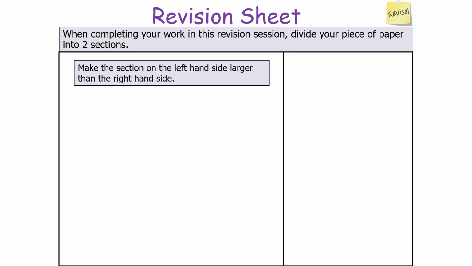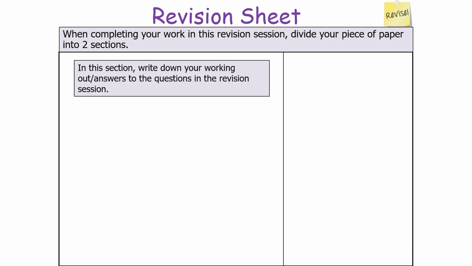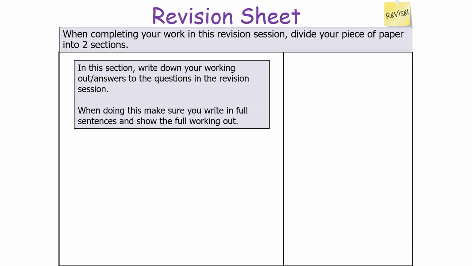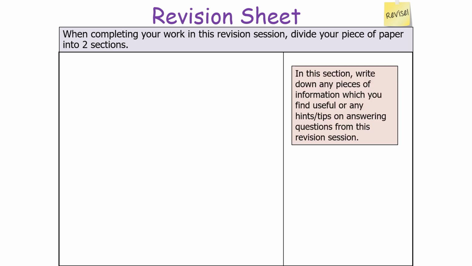Well, when completing your work in this revision session, divide your piece of paper into two sections. Make the section on the left hand side larger than the section on the right hand side. In this left hand section, write down your working out or answers to the questions in the revision session. Now when you're doing this, make sure to write in full sentences and show your full working out. Whilst in the right hand side, write down any piece of information which you find useful or any hints and tips on answering questions you gained from this revision session.